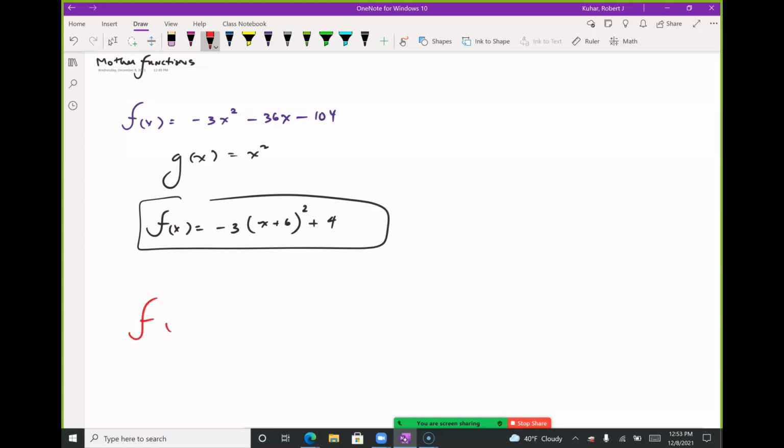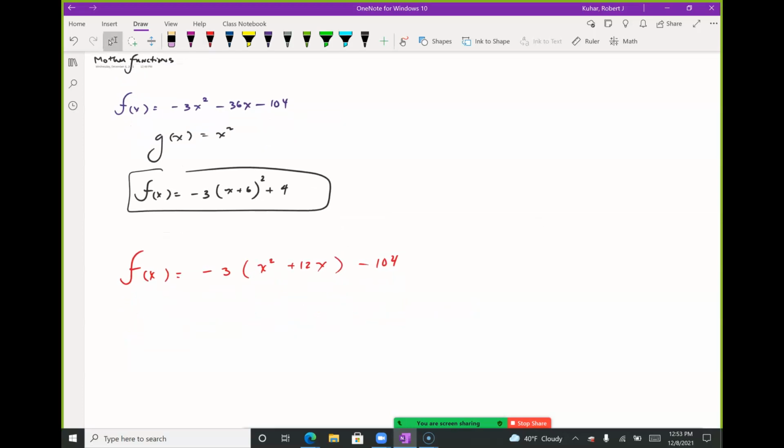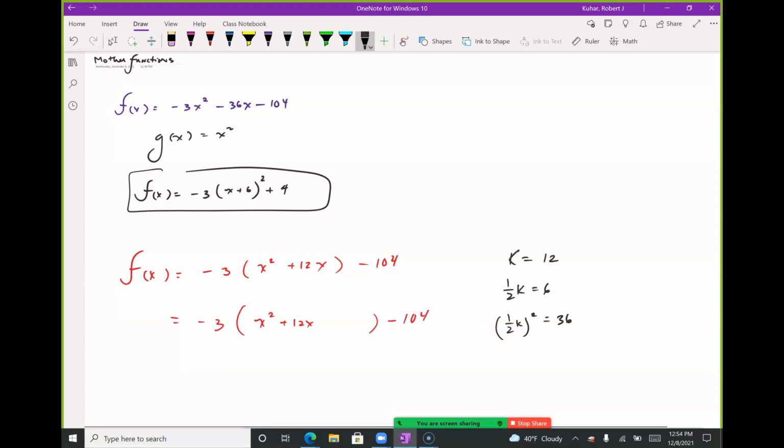So the process is to factor out that leading coefficient from x squared and 36x, but leave the 104, leave the constant. So I get an x squared plus 12. Is that right? Yes. Here I'm distributing back in my head to make sure I did it correctly. And so I want to find the k value. K is 12. It's that coefficient of x inside of the parenthesis. So half of k is 6, and half of k quantity squared is 36. So I'm going to complete the square by adding that 36 inside and then adding 108 on the outside.